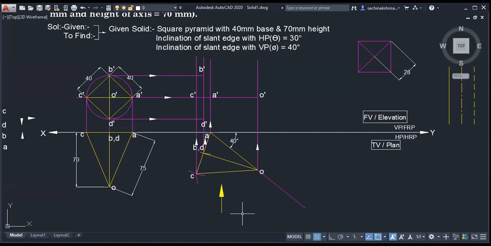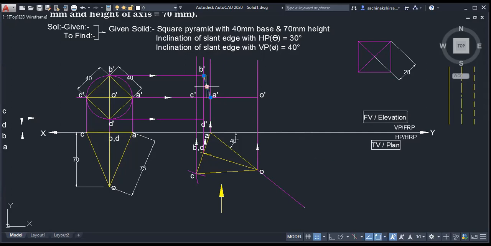So from that, how many edges are passing through that point A? 3. Which are they? AB, AD, and AO. So all these edges we have to draw first as dotted.